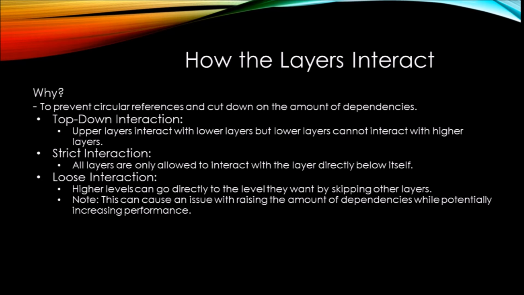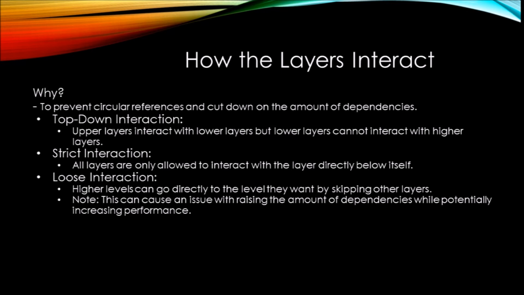When it comes to layering for a system or an application, it's important to know how your layers will interact with each other. The reason for this is to prevent circular references and cut down on the amount of dependencies that you'll have in those applications, so that the layers will work properly with each other as they go through the application functionality and processes. The first type of interaction is top-down interaction, where upper layers interact with lower layers, but lower layers cannot interact with higher layers. This keeps it in a hierarchical setup so that your application and its system will maintain functionality through that sort of leveling.